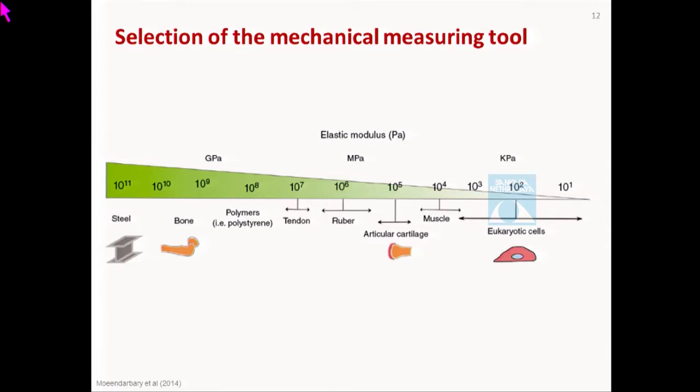And talking about the mechanical strength of various cell objects, so you talk about eukaryotic cells, the elastic modulus is typically 10 to 100 Pascal. Okay?